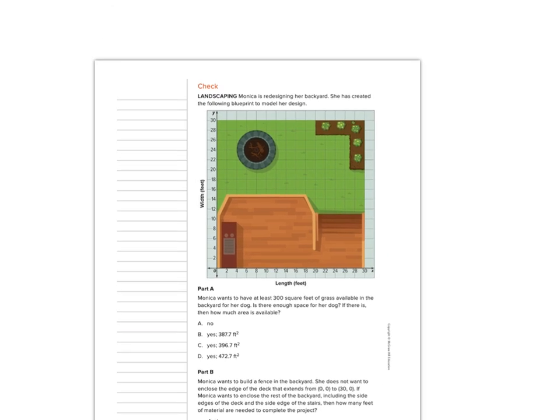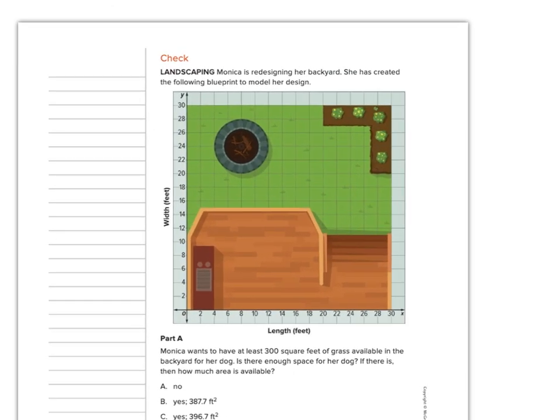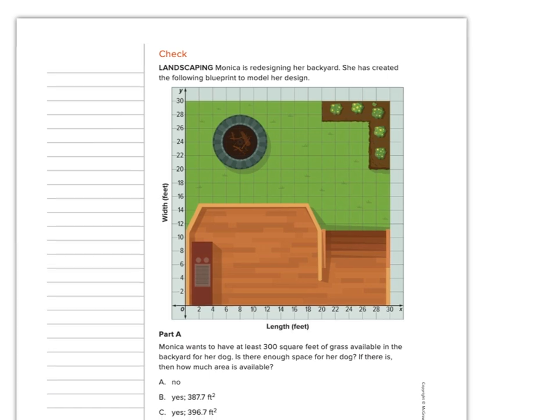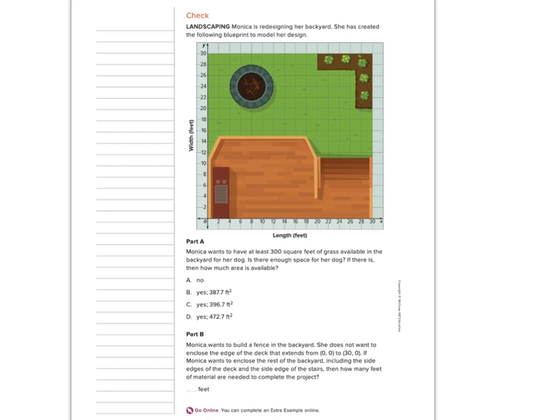And I am going to pass on this example. We'll cover it in class, but the same thing goes here. Monica is redesigning her backyard, and she has created the following blueprint to model her design. So here's my blueprint. What are we trying to find? Is there enough space for her dog? She wants to have at least 300 square feet of grass available.